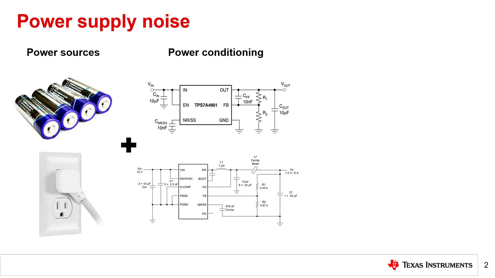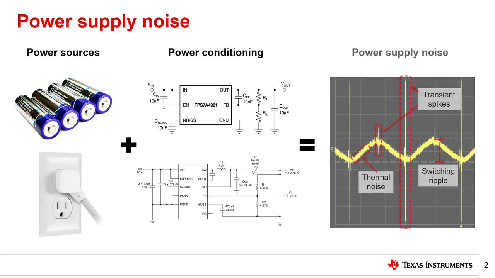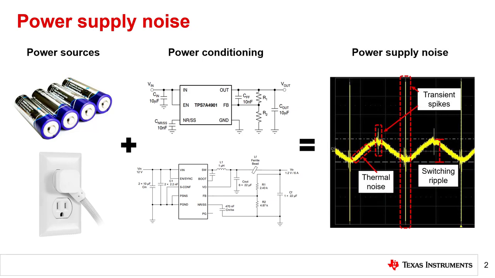LDOs primarily contribute thermal noise, like that associated with all electrical components. Switching devices such as DC-DC converters can add large current transients on top of thermal noise. Current transients generally consist of both a lower frequency ripple, typically less than 1 MHz, as well as higher frequency spikes greater than 100 MHz, centered on the nominal output voltage. The oscilloscope plot on the right shows an example of all types of power supply noise coming from a switched mode power supply, including switching ripple, transient spikes, and thermal noise.